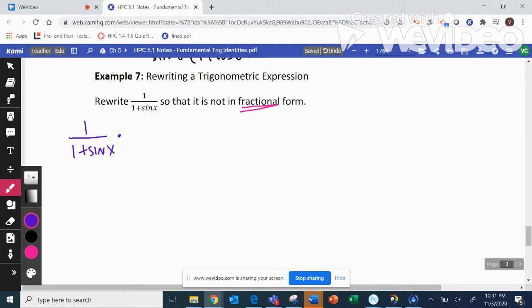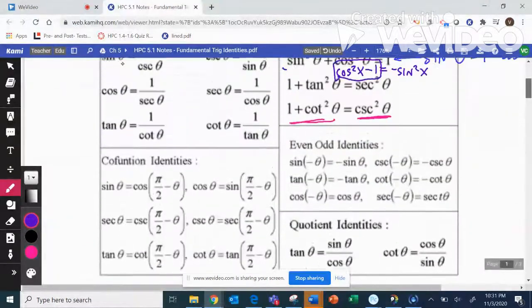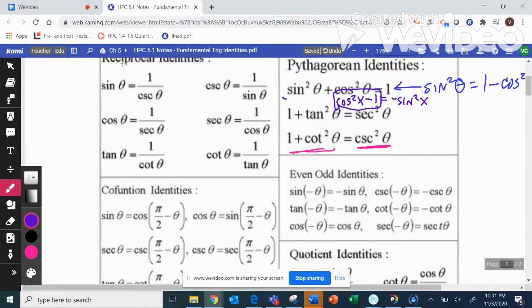I'm going to multiply by a value of 1, and that 1 is going to change this 1 plus sine x into an identity that we can recognize. Since it says 1 plus sine x, and I go back up to my identities, that's a lot like the first Pythagorean identity here.